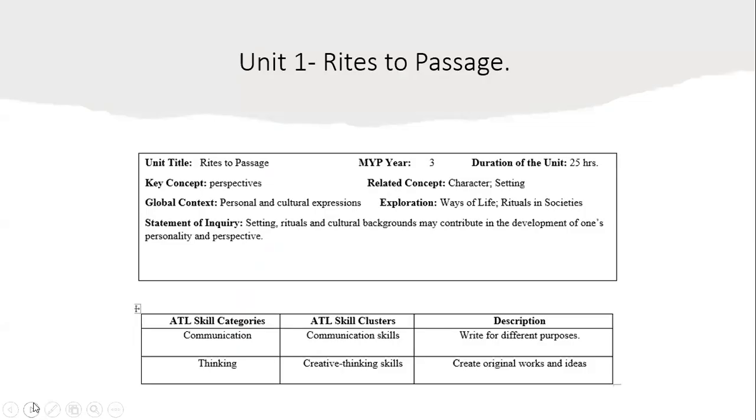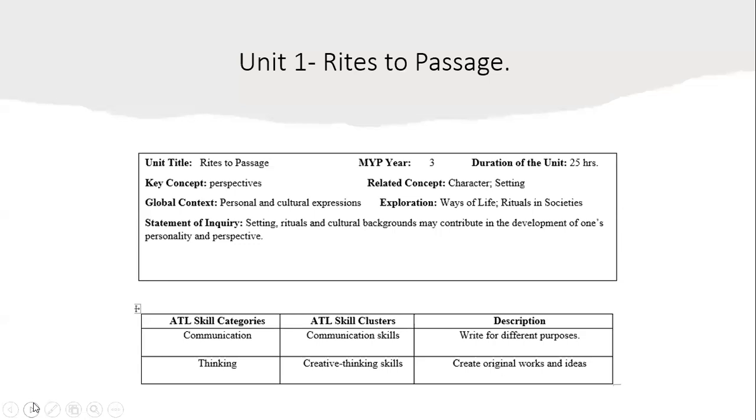Okay. To begin with, I'd like to start by illustrating the unit title, the key concept, related concepts, global context, and the statement of inquiry. What's going to be discussed today briefly is: what is the purpose of this unit? The unit title is called Rites of Passage. It is similar in your book. If you've purchased the Perspectives Grade 8 book, you'll find that the first unit is called Rites of Passage. And you can also access this on Savas.